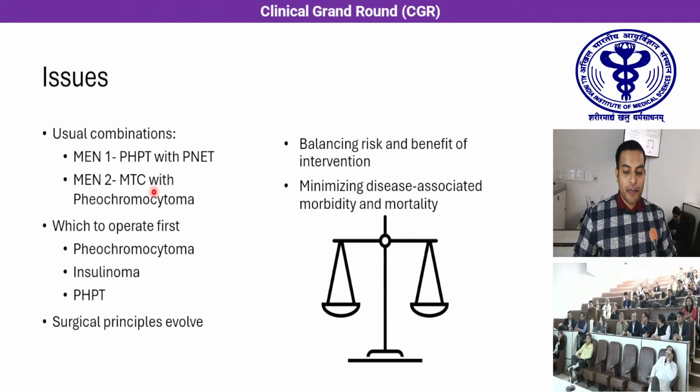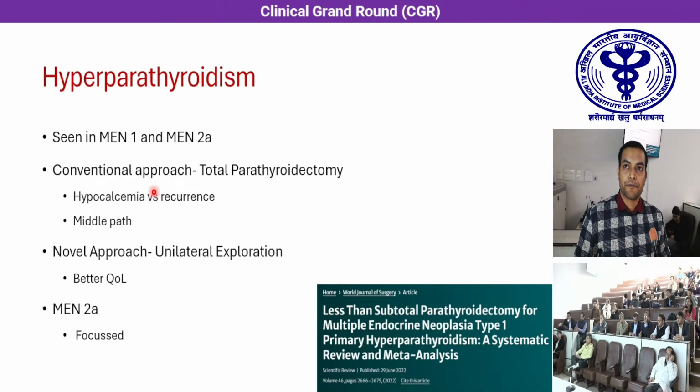In cases of MEN syndrome where there is primary hyperparathyroidism with a pancreatic neuroendocrine tumor, if it is an insulinoma, that should be operated first. Otherwise, PHPT is operated first. And in cases of MEN2, pheochromocytoma should always be operated before going to surgery for medullary thyroid carcinoma. Although this is traditional teaching, now with improved perioperative care, all these tumors can be dealt with in the same setting.